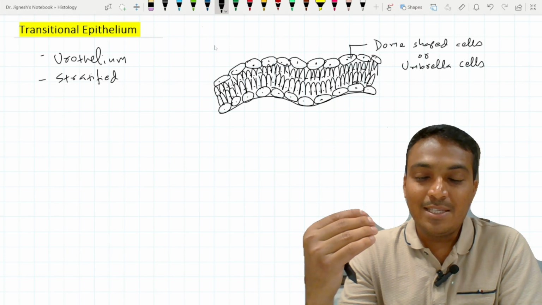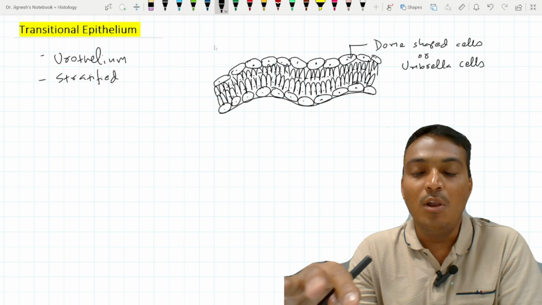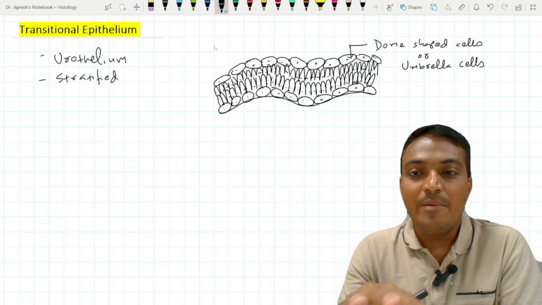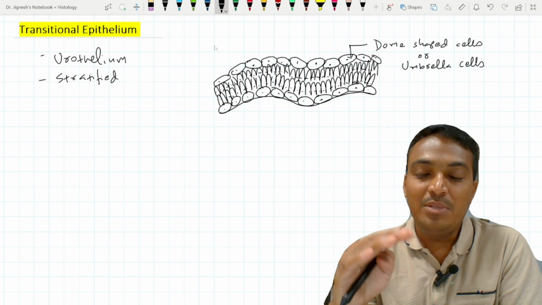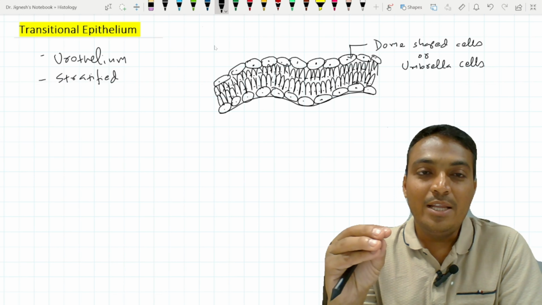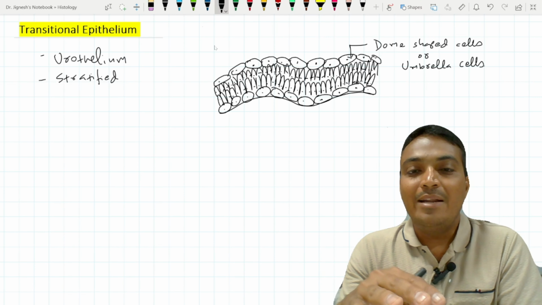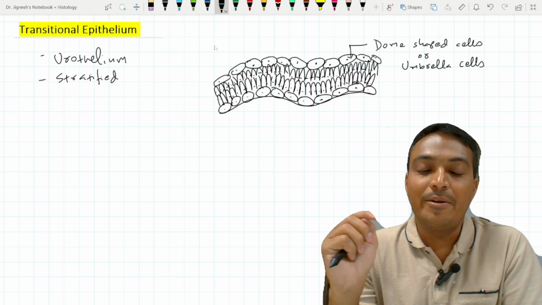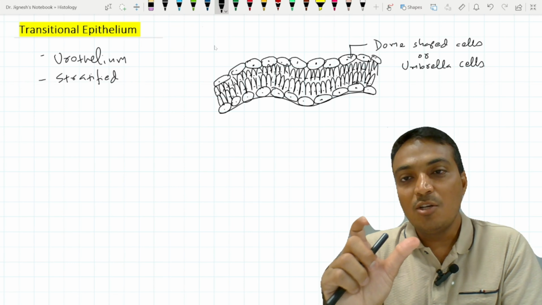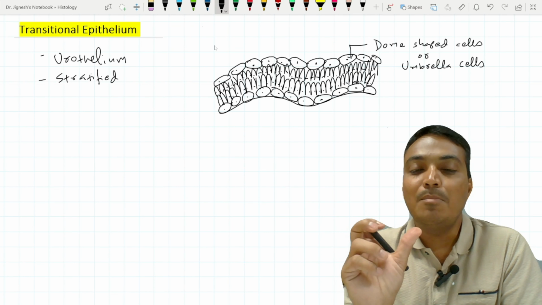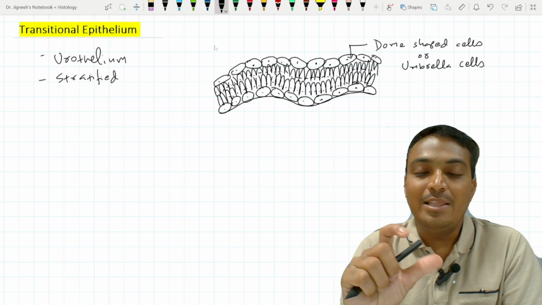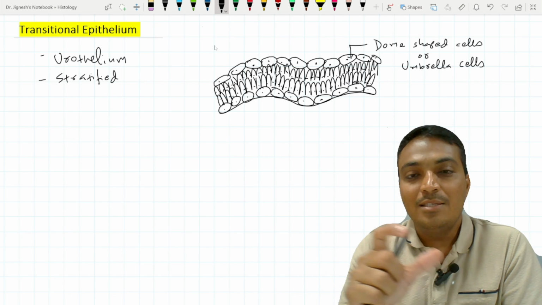So at the time of the undistended bladder, we can say the bladder is not full, the bladder is empty. At that time, this superficial layer remains dome shaped or umbrella shaped, while at the time of distension of the bladder, when urine accumulates within the bladder, these cells get flattened and provide the extra surface for the accommodation of urine inside the bladder. The collection of these cells is considered as plaques, and these plaques are present when the bladder is empty, while they disappear when the bladder is full.